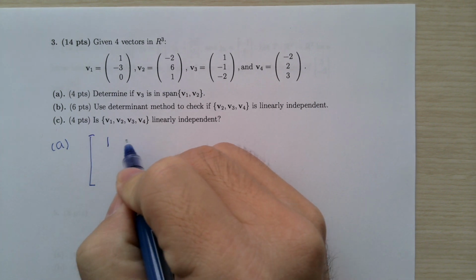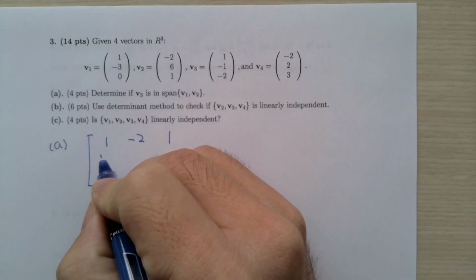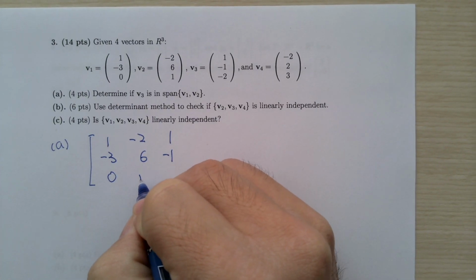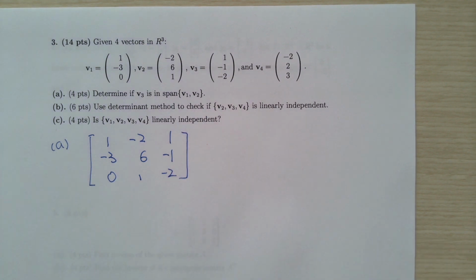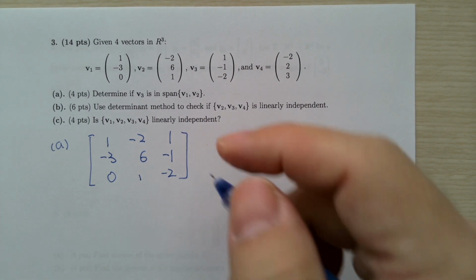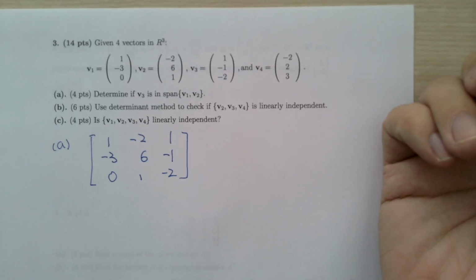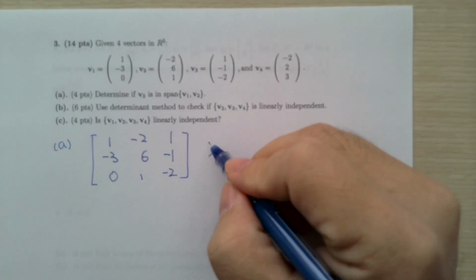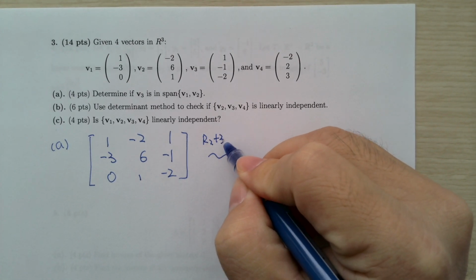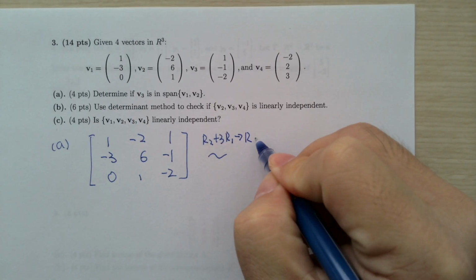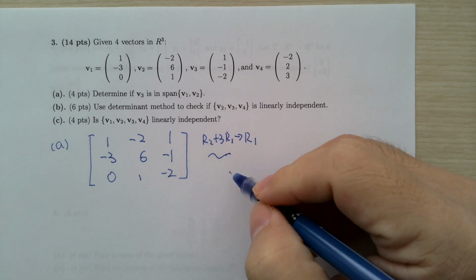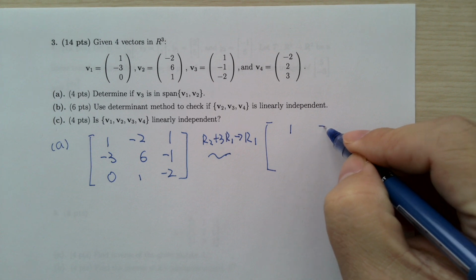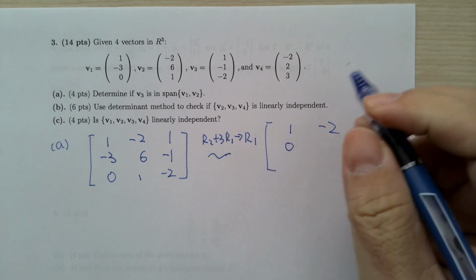v1, -2, 1, -3, 6, -1, 0, 1, -2. So set up this augmented matrix trying to see if we can do something. So we use row 2 plus 3 times row 1 as the new row 2. So this is the row equivalent. So that gives us -1, -2, 1, 0.